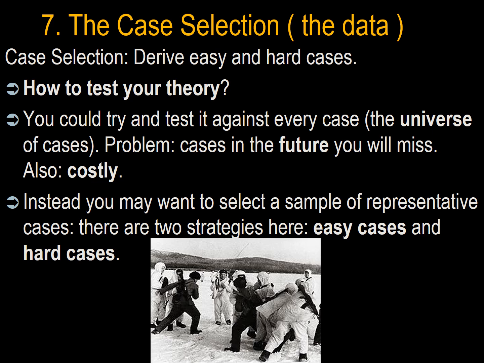So what we need to do is have a strategy that allows us to create valid evidence without having to examine the full universe of cases. So we want to instead collect a sample of representative cases that we can use. Now there's two approaches here. There are easy cases and there are hard or crucial cases. The picture at the bottom are Russian and Chinese border guards tussling just before their 1969 border war.